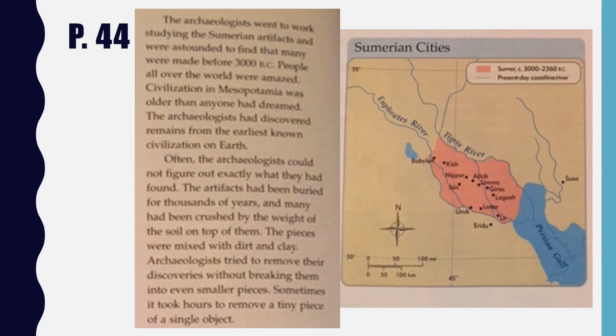So the archaeologists went to work studying the Sumerian artifacts and were astounded to find that many were made before 3000 BC. The archaeologists had discovered remains from the earliest known civilization on Earth. Some of these things that they were finding had been buried for thousands of years, and many had been crushed by the weight of the soil on top of them. So the pieces were mixed with dirt and clay, and archaeologists would have to remove the discoveries, trying not to break them into even smaller pieces. Sometimes it would take hours to remove just a tiny piece of a single object.